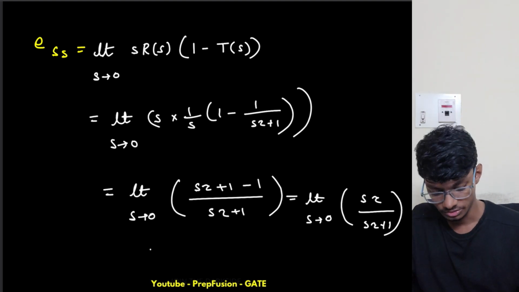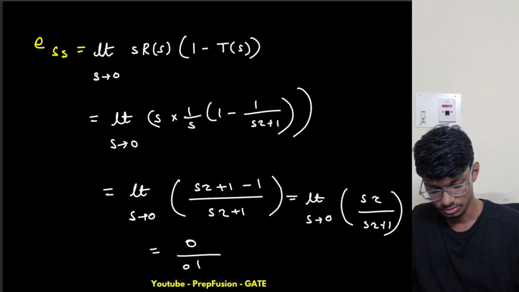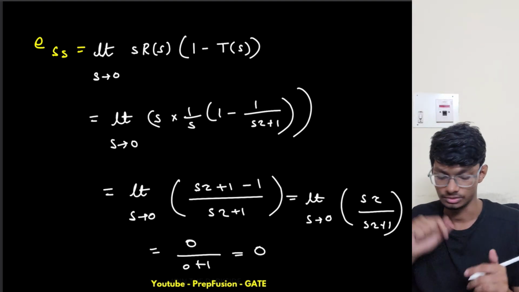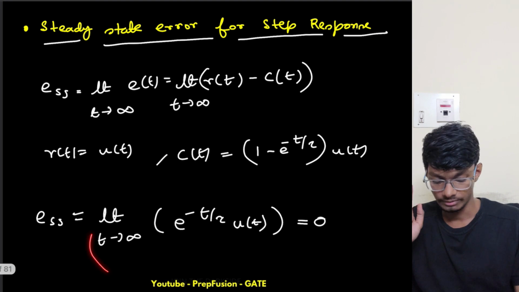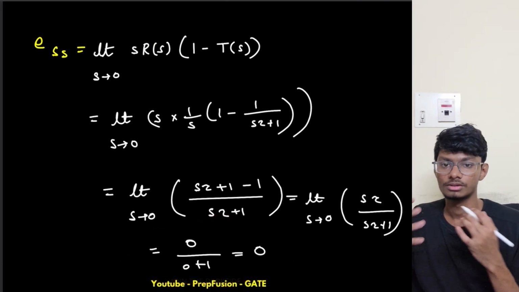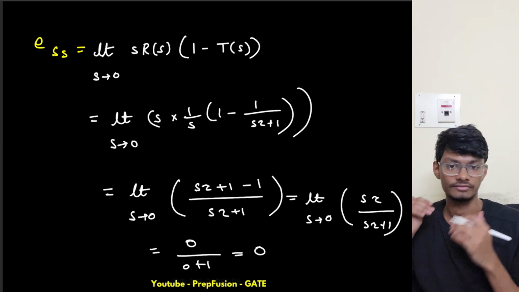Now if I put S equal to 0, what do I get? I get 0 by 0 plus 1, which equals 0. So my steady state error in the frequency domain is also 0. If you don't want to find the time domain expression, sometimes the frequency domain expression helps to find it quickly. So this was the procedure for finding it in the frequency domain.